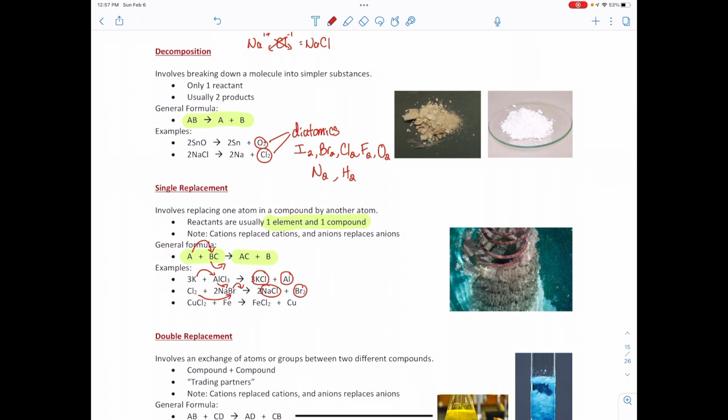Once again, with all these chemical reactions, the order doesn't matter. I can have a compound first, followed by an element, but the process is the same.